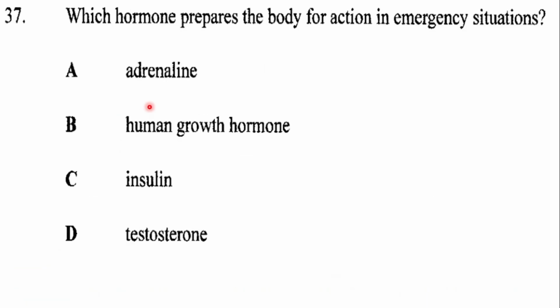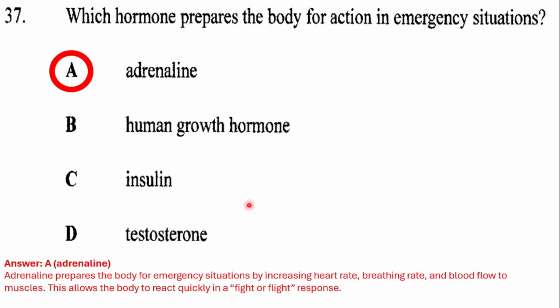Let's move on to question number 37. It says, which hormone prepares the body for action in emergency situations? Is it adrenaline, human growth hormone, insulin, or testosterone? And the correct answer is definitely going to be A, adrenaline, because adrenaline prepares the body for emergency situations by increasing the heart rate, the breathing rate, and blood flow to the muscles. This allows the body to react quickly in a fight or flight response. So the correct answer is definitely going to be A, adrenaline.